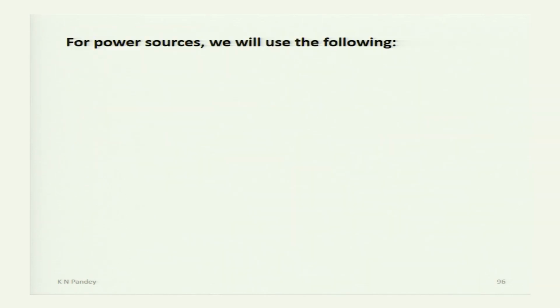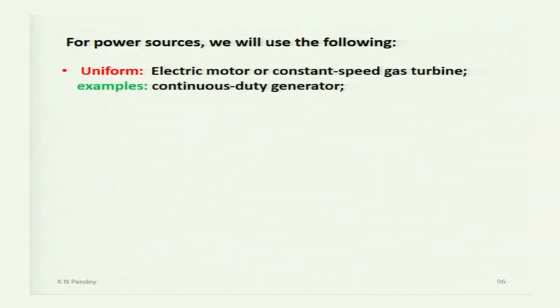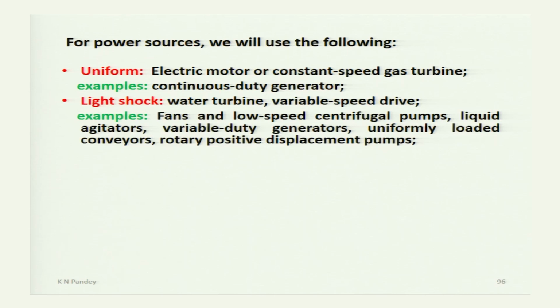For power sources, we will use the following. Uniform: an electric motor or constant speed gas turbine will be called a uniform source of power. Examples: continuous duty generator. Light shock: water turbine, variable speed drive. Examples: fans and low speed centrifugal pumps, liquid agitators, variable duty generators, uniformly loaded conveyors, rotating positive displacement pumps.